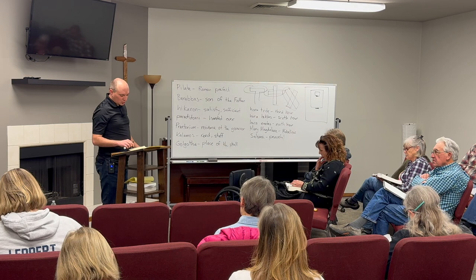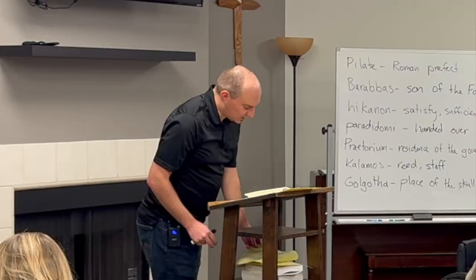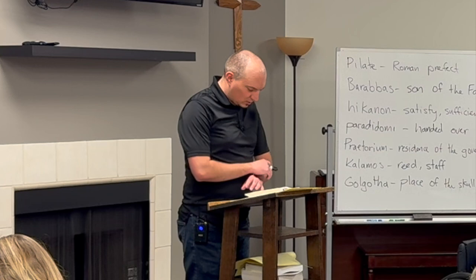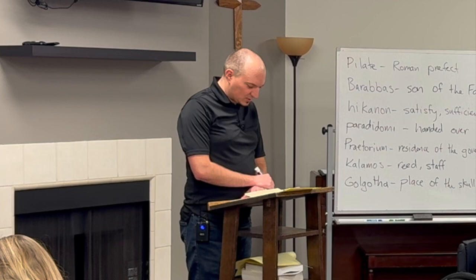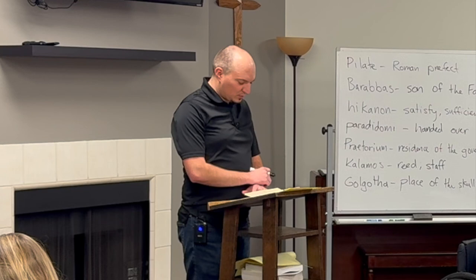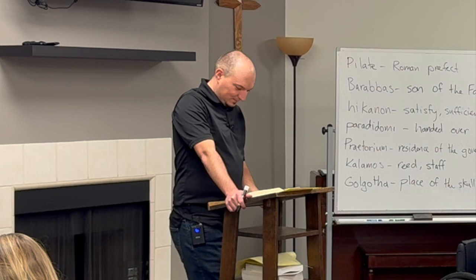Chapter 16. When the Sabbath was over, Mary Magdalene, Mary, the mother of James, and Salome bought spices so they might go to anoint Jesus' body. Very, very early on the first day of the week, just after sunrise, they were on their way to the tomb, and they asked each other, "Who will roll the stone away from the entrance of the tomb?" But when they looked up, they saw that the stone, which was very large, had been rolled away.